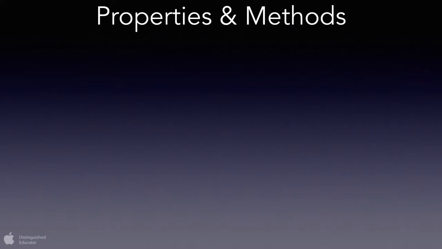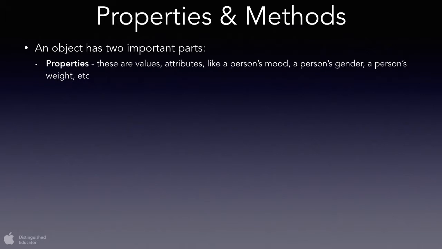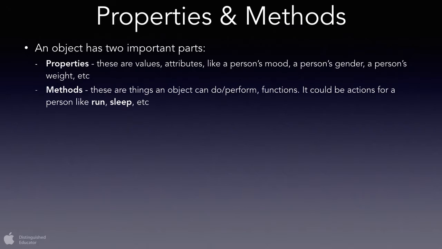Okay, so we'll talk a bit more about properties and methods. So an object has two really important parts. The first one is properties, and here we talk about values, attributes, like a person's mood, a person's gender, a person's weight, etc. If we talk about methods, that is more like things that an object can do or perform, kind of like a function. It could be actions for a person, like run, sleep, etc.